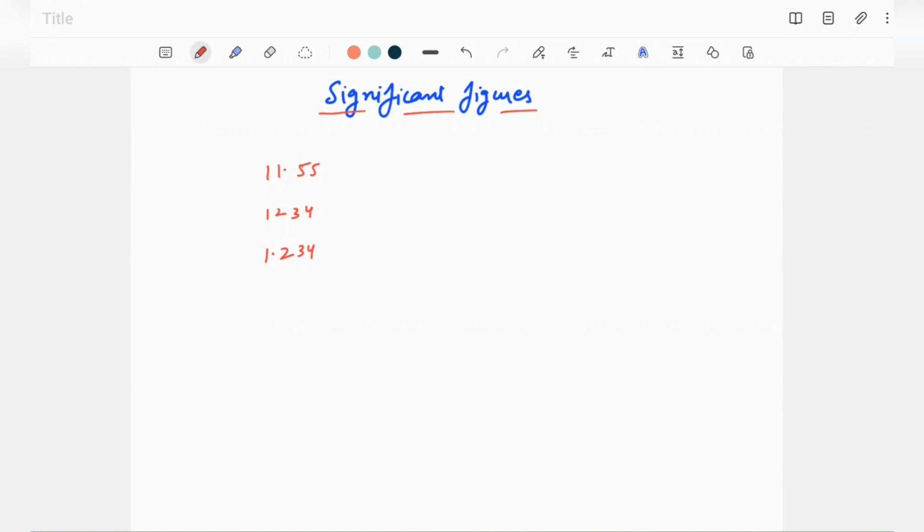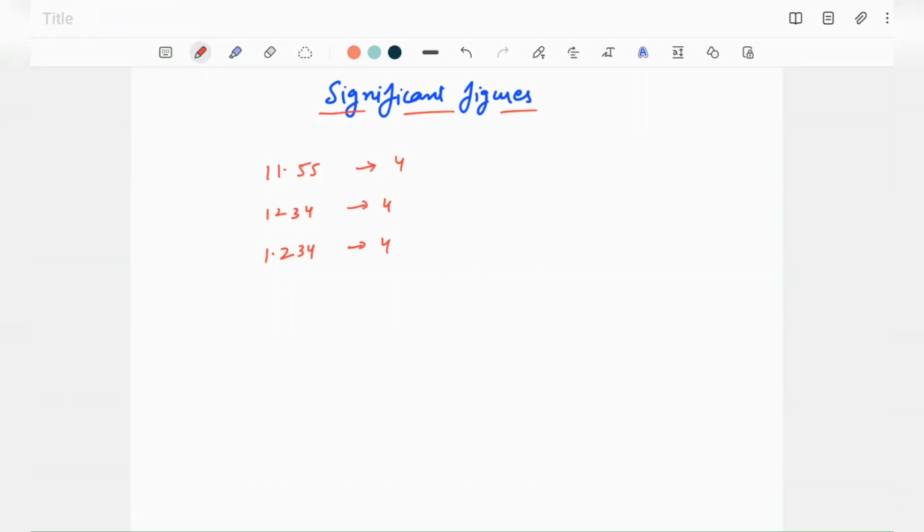If you are getting the answer 1.234, आपको 1.234 ही लिखना पड़ेगा. So first वाले केस में 4 significant figures है. All the 4 digits are important. Second वाले केस में भी 4 significant figures हैं. Third वाले केस में भी 4 ही significant figures हैं. अगर आप एक भी डिजिट नहीं लिखोगे तो नहीं चलेगा. सारे डिजिट इंपॉर्टेंट है. बट हर एक एग्जांपल सेम नहीं है.